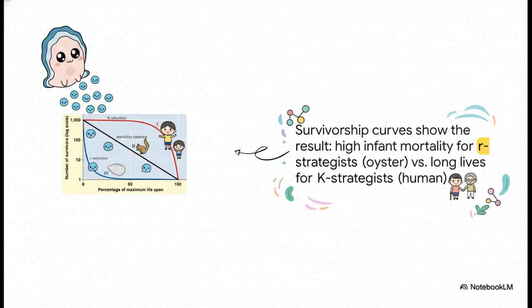And this graph shows you the result of those two strategies perfectly. The blue line shows a classic R strategist, like an oyster. Thousands are born, but very, very few make it to old age. The red line shows a K strategist, like a human, where most individuals survive well into their later years. These curves are a direct visual of those two totally different evolutionary bets.